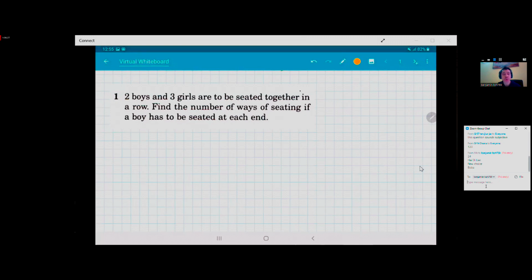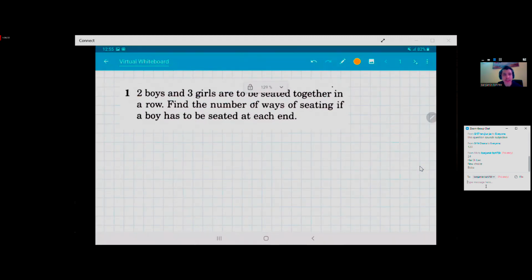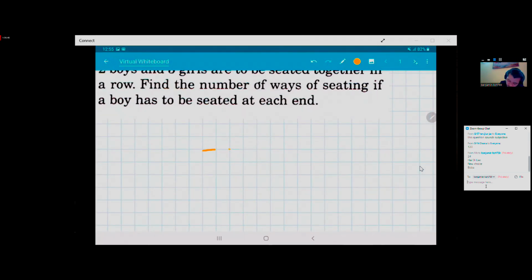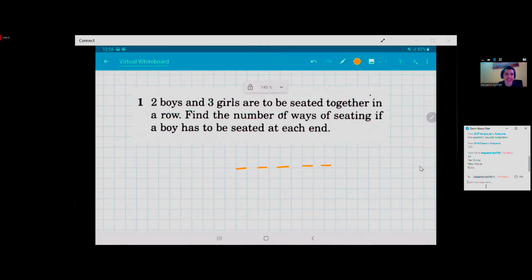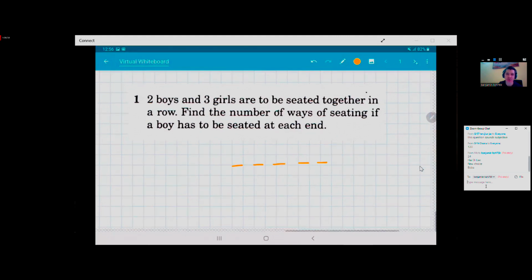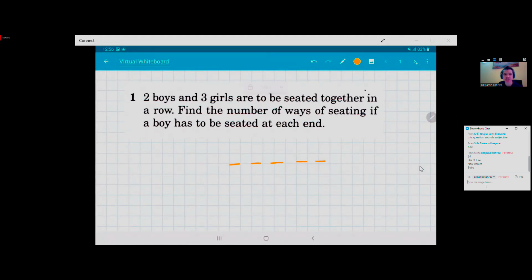Okay, 2 boys and 3 girls are to be seated together in a row. Okay, maksudnya 2 laki, 3 perempuan duduk sebaris, you faham tak? I need to have 1, 2, 3, 4, 5. 5 kerusi. Okay, 5 buah kerusi, 5 empty seats. So each dashed line represents 1 chair.